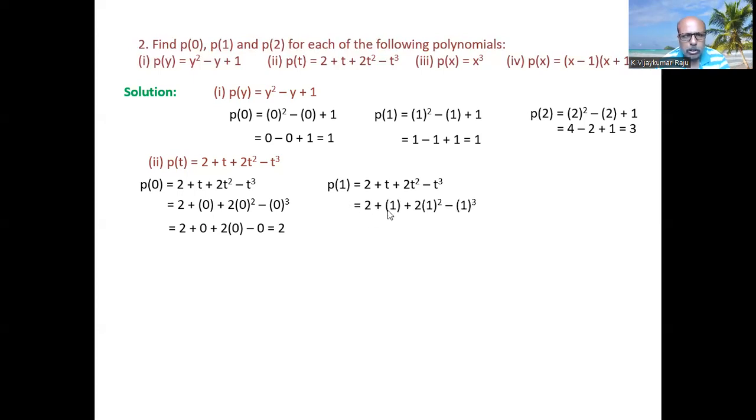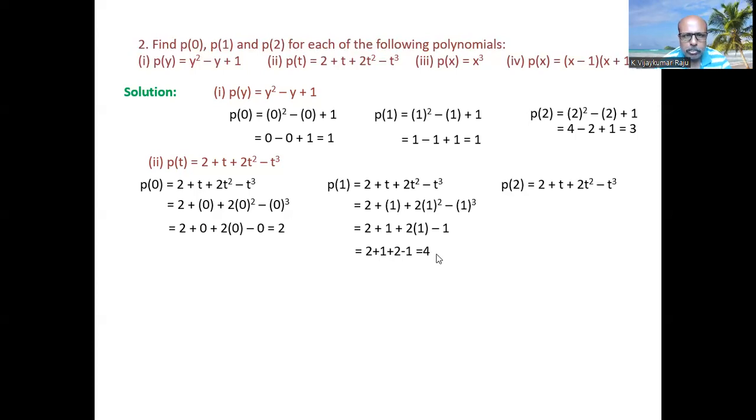Wherever, 2 plus 1 plus 2 into 1 raised to 2 plus 1 raised to 3. 1 raised to 2 is 1 only. 1 raised to 3 is also 1. So it is 2 plus 1 plus 2 into 1 minus 1. The answer will be 2 plus 1 plus 2 minus 1. 2 twos are 4, plus 1 is 5. 5 minus 1 is 4. So P of 1 is 4.